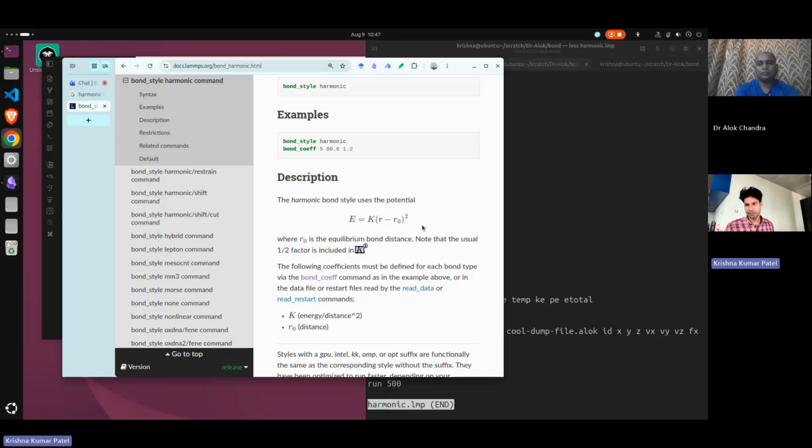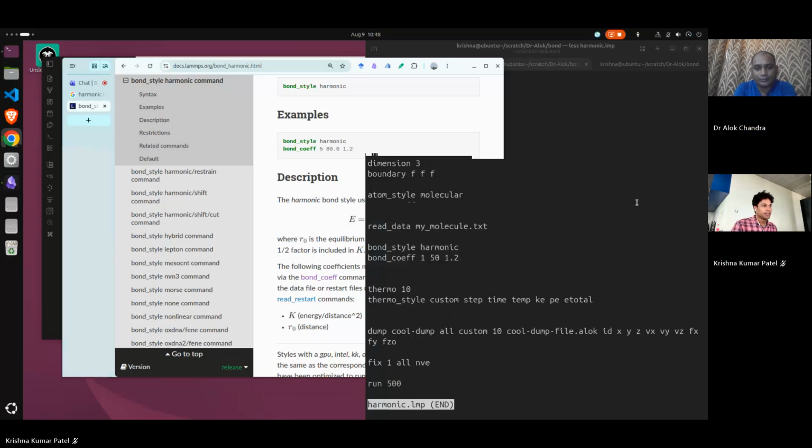LAMMPS is just a calculator, a smart calculator. So if you're modeling your bond with this, it's never going to happen, of course. Right? All right.